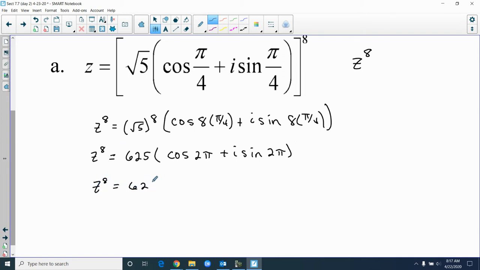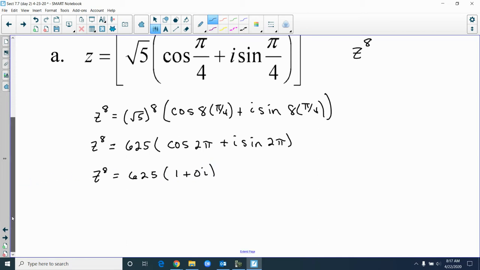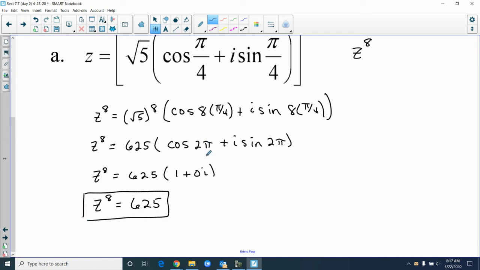Cosine of 2 pi, well, that's 360 degrees. What's the x value there? The x value there is 1. What is the y value there? It is 0. So you're left with 1 plus 0i. We can go ahead and distribute, and that just gives us 625, okay, because the 0i is just going to disappear. So that's what we're going to get for z to the 8th.